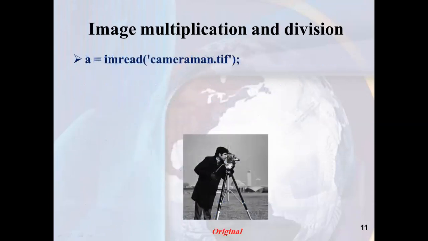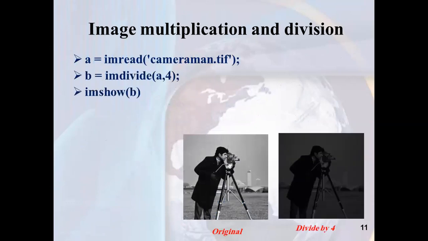Okay, let's take an example. This is imread for cameraman.tif. First, we multiply by 4. We divide by 4. When we divide by 4, the numbers are reduced by 25%. These values will be lowered and approach 0, which means that the image will be darker and the brightness is decreased.